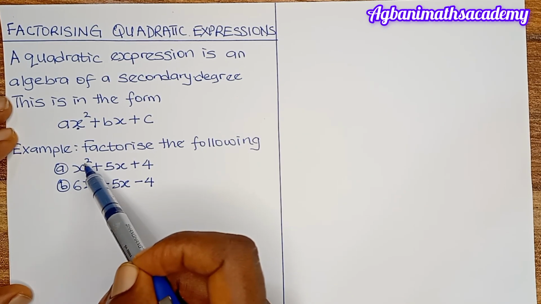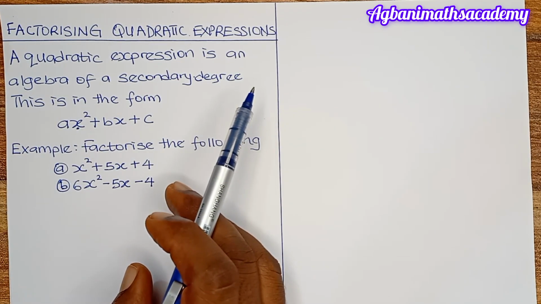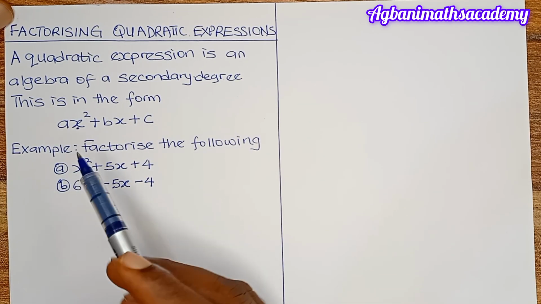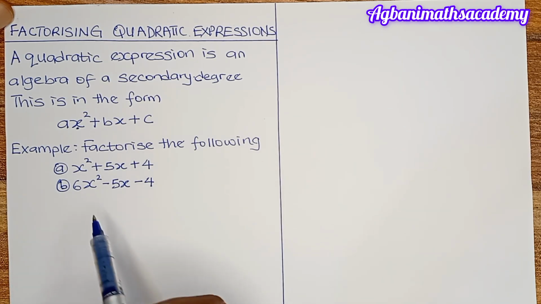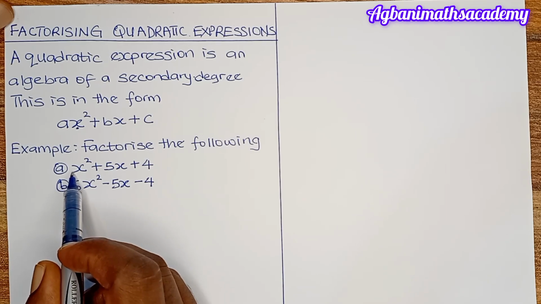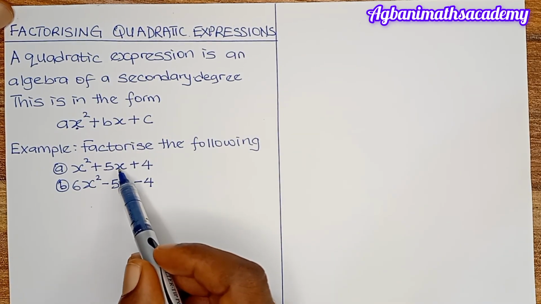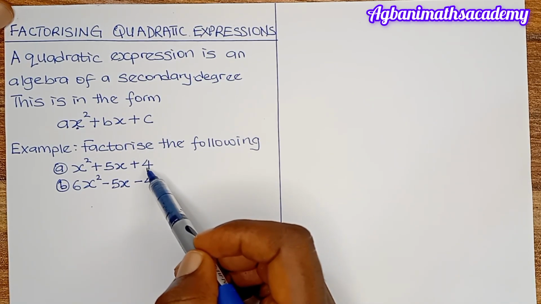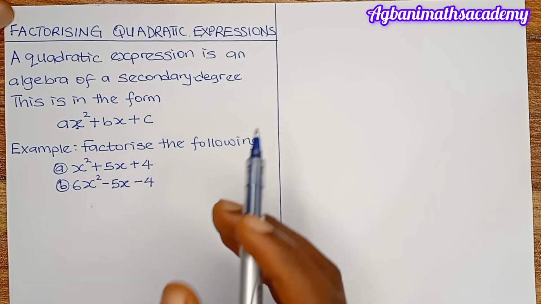Here we have x squared. Here we have ax squared. A is the coefficient of x squared. That means a is the number in front of x squared. In this particular example, there is no number in front of x squared. And we know that when there is no number in front of x squared, the number is actually 1. Okay, so that means for this first example, our a is 1. Here, b is in front of x. We can see that 5 is in front of x. That means b is equal to 5. And c here is standing alone. We can see that 4 is standing alone. So our c is equal to 4. So we are going to consider this when we are factorizing.